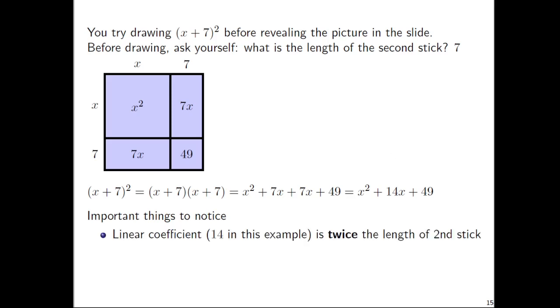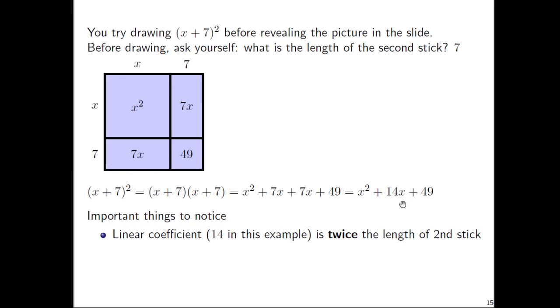First, what I'd like to notice is that the linear coefficient, it's 14 in this example, by the way. Remember, that's the number next to x. 14 in this example happens to be twice the length of the second stick. I hope that makes sense. The second stick here, 7, right, that appears in the picture and appears here in this algebra. We ended up having 7x plus 7x, and when we collect like terms, that's where 14x comes from.